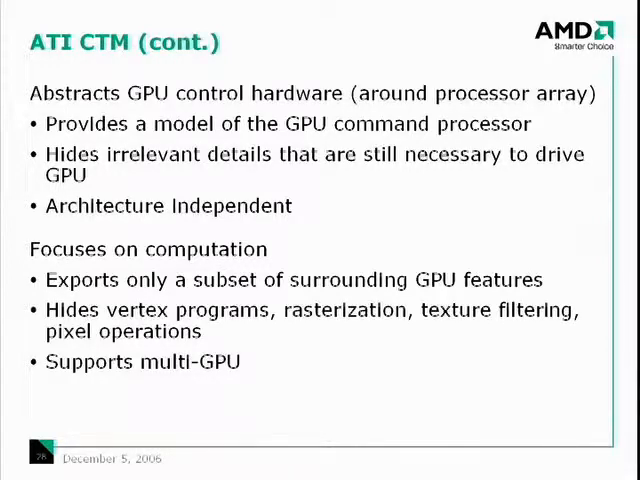Okay, so we provide a model of the GPU command processor. I'll show you a picture in just a second. We try to hide details about the graphics pipeline that aren't interesting to people who are doing computational programming. But you still need to have them set right or things won't work. And again, this control stuff is architecture independent. So we're focusing on computation, and as a result, we don't export the whole GPU. In fact, we don't even export the whole GPU right around the areas that we are exposing. So for instance, right now, we don't expose texture filtering, even though that wouldn't be difficult. And we don't expose vertex programs and a number of other things. We do support multiple GPUs in the same system.